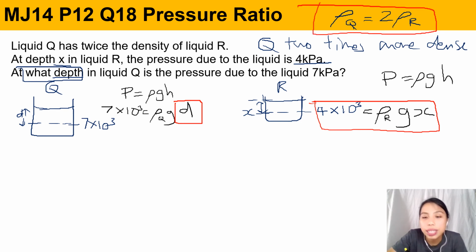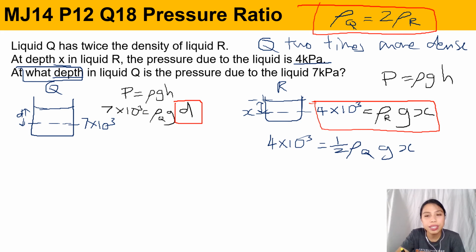So, interesting. Let's try it out. Let me rearrange a bit. For the right side, let me sub in a density of Q. So we write 4 times 10 power 3 equals, density of R is half density of Q, times g times X.